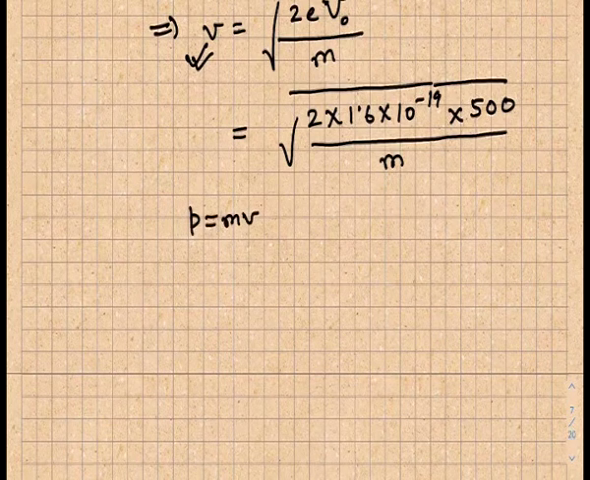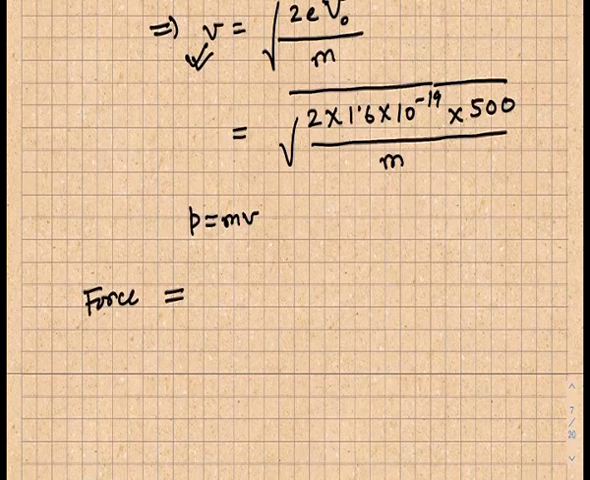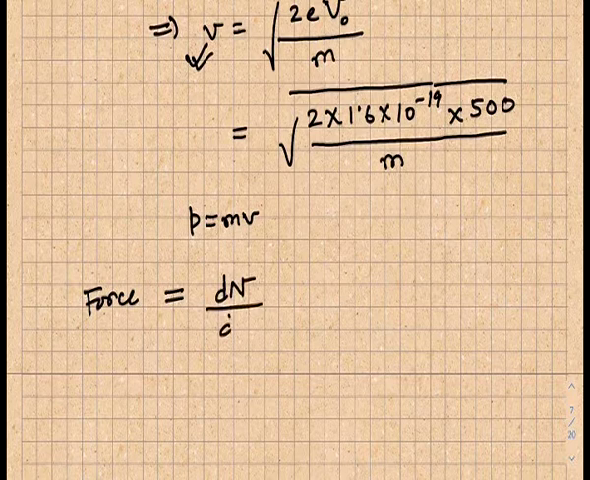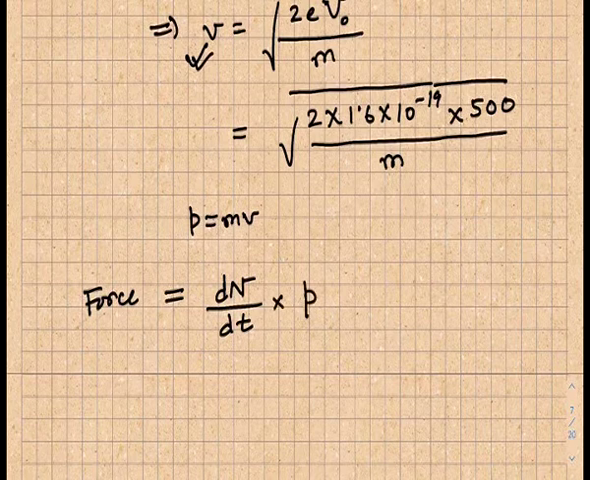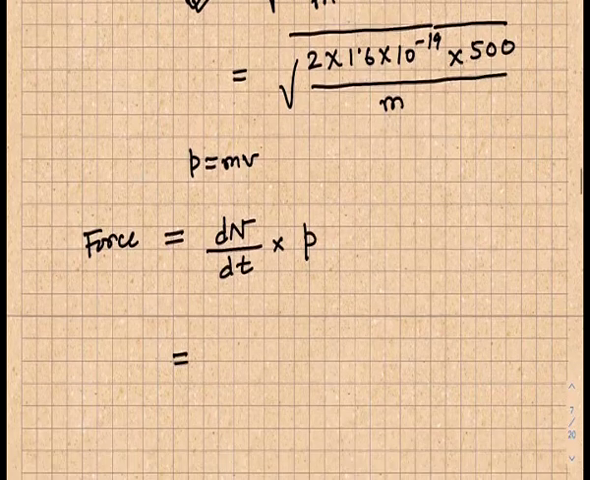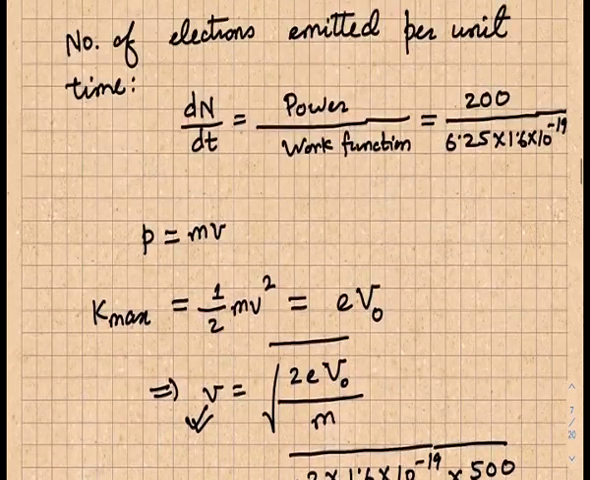So momentum transferred, P is equal to mv, is only due to one electron. Therefore the total force would be due to the total momentum getting transferred. So that would be the number of electrons, which we have calculated per unit time, times the corresponding momentum. Okay, that's the formula. Now actually here we have worked out everything.